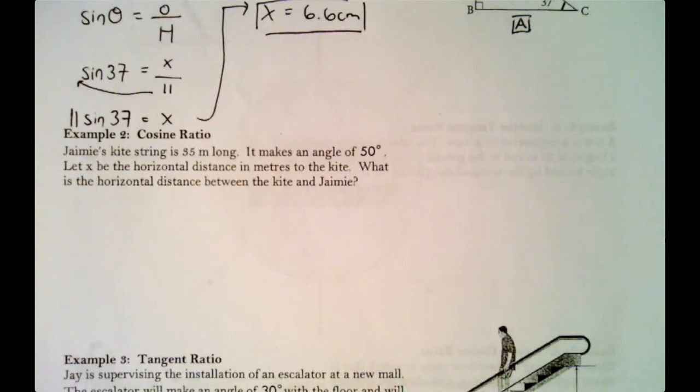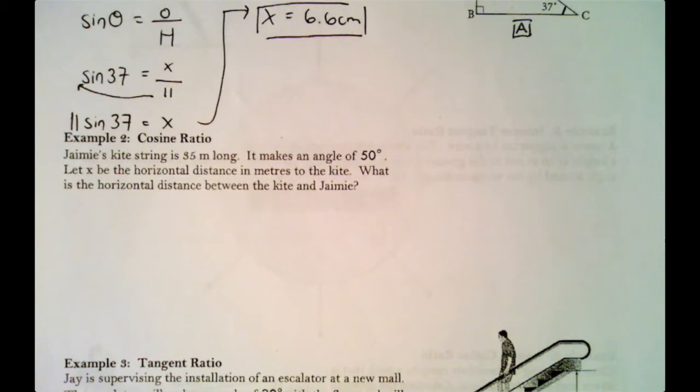All right, let's try example 2. Example 2 says cosine ratio, so we're probably going to use cosine. I would never ask you to draw the diagram from a description as poor as this one because it's very unclear as to what's going on here. But it says Jamie's kite string is 35 meters long and it makes an angle of 50 degrees. That means with the ground. Let x be the horizontal distance in meters to the kite. What is the horizontal distance between the kite and Jamie?